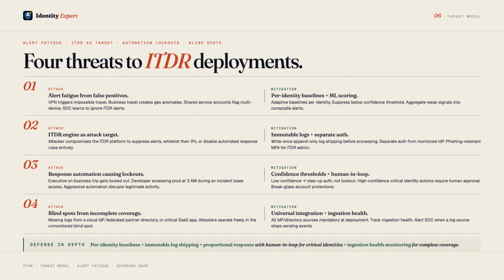Threat 4. Blind spots from incomplete log coverage. If the ITDR engine does not ingest logs from a cloud IDP, a federated partner's directory, or a critical SaaS application, attackers can operate in that blind spot without triggering any detection. Mitigation, universal IDP and directory integration must be a deployment requirement. The engine should track ingestion health and alert the SOC when a log source stops sending events.